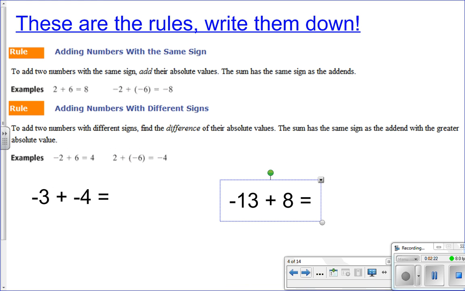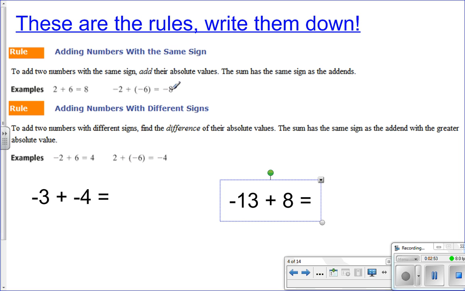So now we're going to talk about adding with the same sign. To add two numbers with the same sign, add their absolute values. The sum has the same sign as the addends. Another way to think about it is add the two numbers and then keep the same sign. So, for example, +2 plus +6 equals +8. -2 plus -6, well, it's a negative plus a negative, meaning you're adding on more negatives. So, since 2 plus 6 is 8, but both signs are negative, it's going to be -8.